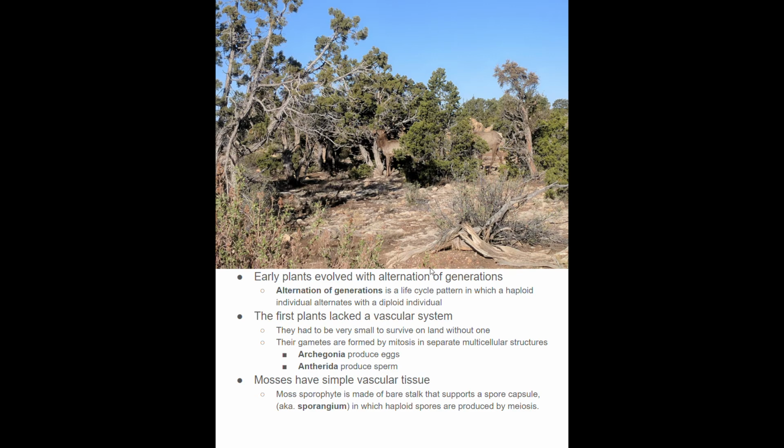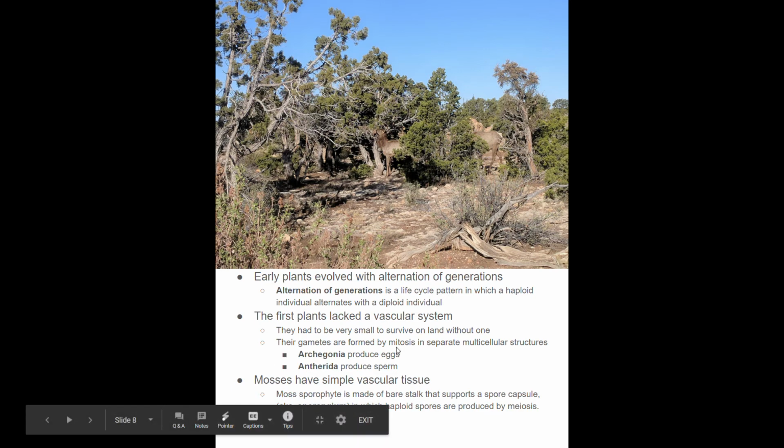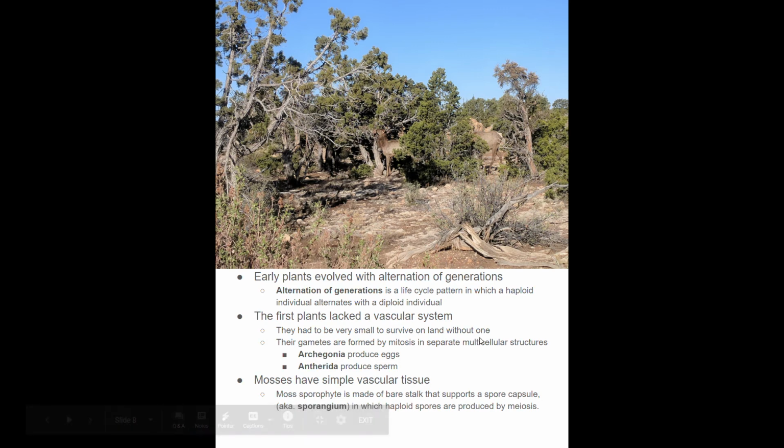What we're really more talking about are mosses, where it rains on that moss, and that moss just holds the water almost like a carpet, right? So these plants are even really too big for that to happen. Anyway, the first plants lack a vascular system. They had to be very small to survive on land.